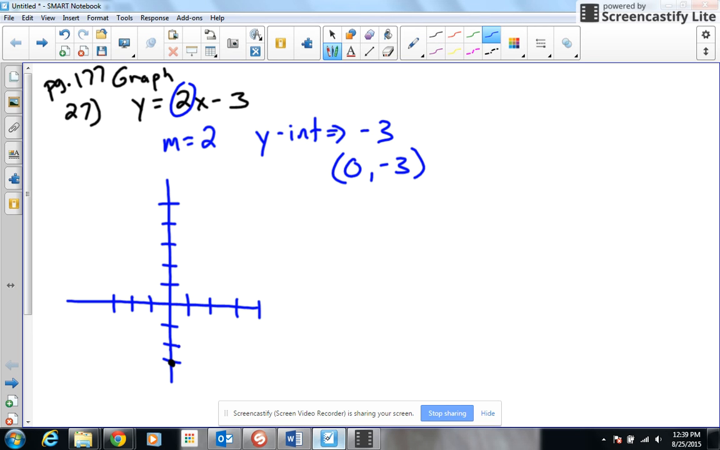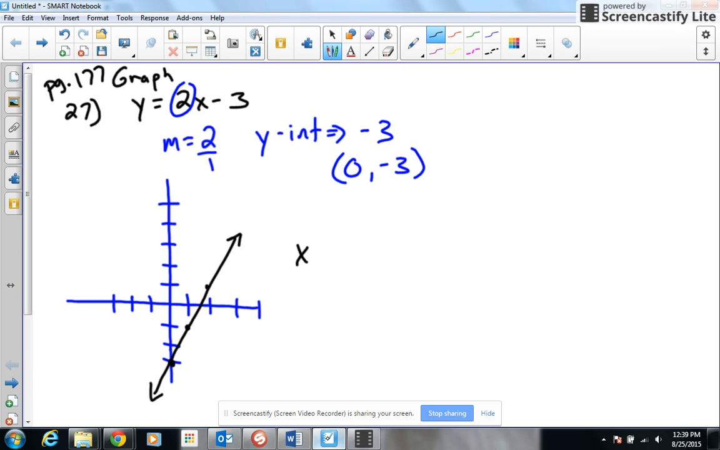So with slope, always write it as a fraction to give you the cue that it's rise over run. So you count up 2, 1, 2, and over 1, and give yourself a point. And that's 2 points, so that makes a line. If you want to count another 2 and over 1, you can do that. And then if your tick marks are equally spaced, you should be able to draw a straight line that will go through those points.